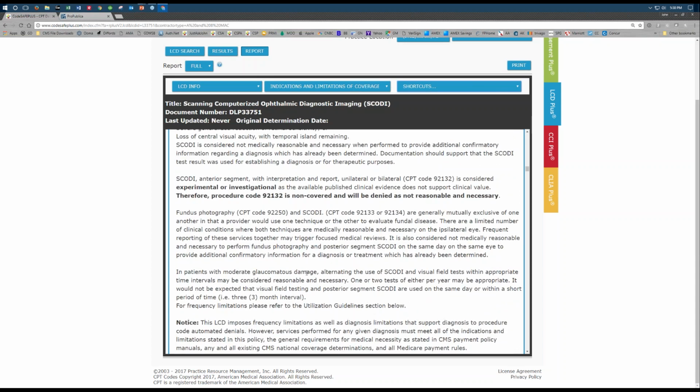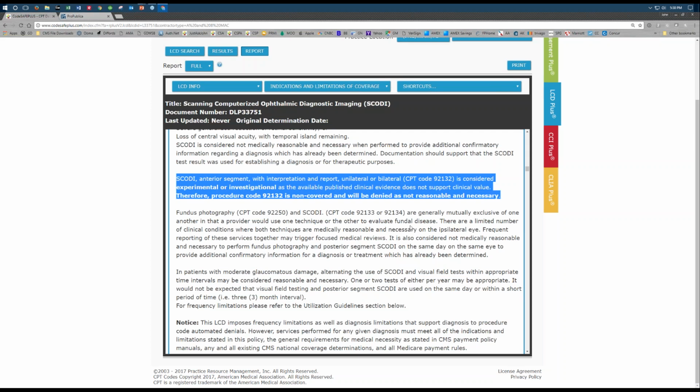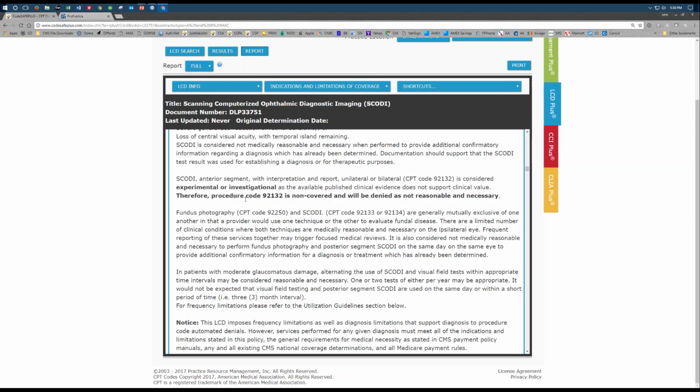Let me go back to the draft policy just so you can see how these rules change. So you remember the existing policy said no problem with anterior segment OCT. Please note in the draft policy, what does it say? It says anterior segment OCT with interpretation report, unilateral or bilateral, is considered experimental or investigational as the available published clinical evidence does not support any clinical value. Therefore, procedure 92132 is non-covered and will be denied as not reasonable and necessary.